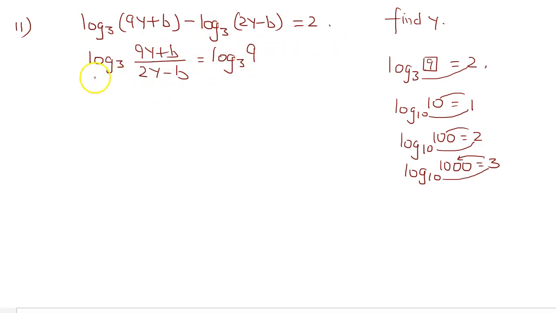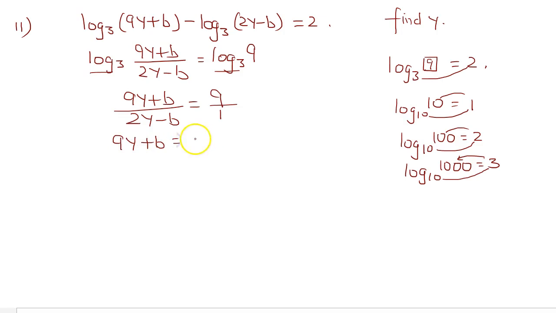Now we have the same logs on this side. If we take the antilog, these logs will disappear. So it will remain (9y + b) over (2y - b) is equal to 9. We do the cross multiplication. So this multiplied by y will be 9y + b is equal to 9 times 2, which is 18y minus 9b.